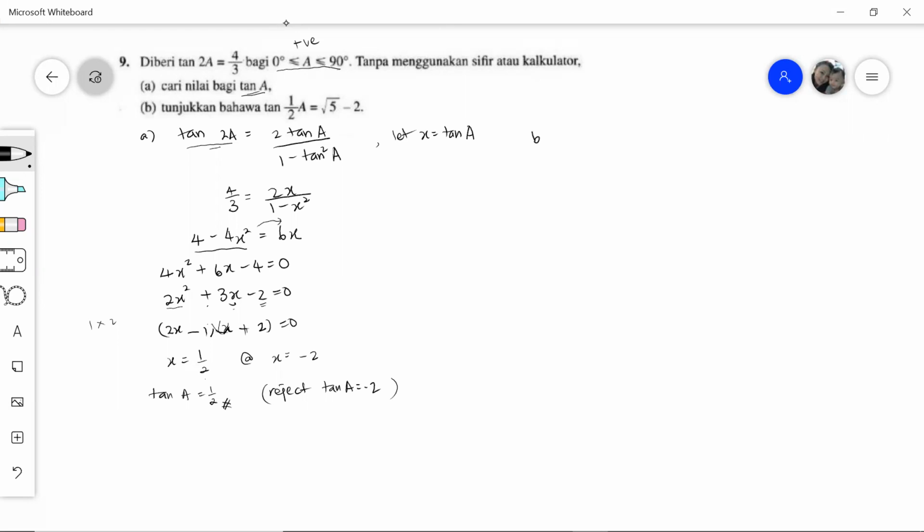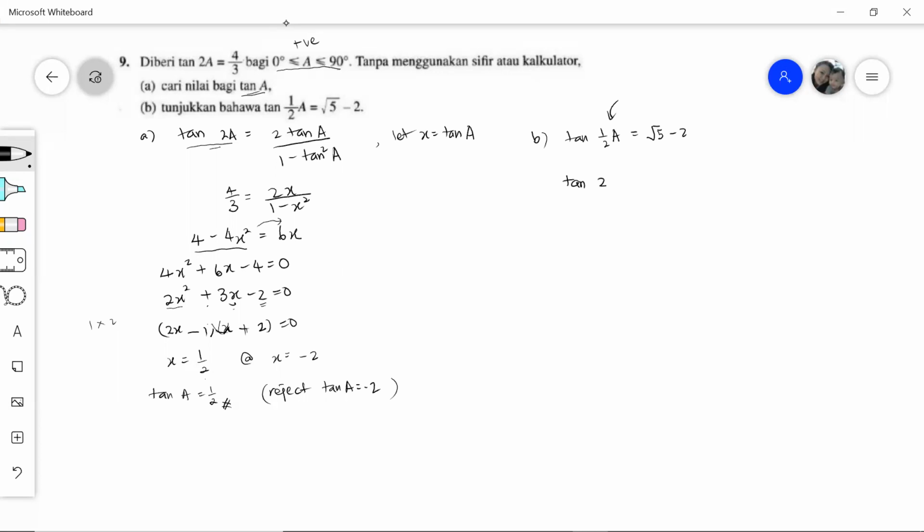Now let's look at part B. We've got to show that tangent half A equals root 5 minus 2. When you see this one, we can still apply the formula of double angle. Just change something. No need to memorize the half angle formula because it's actually coming from the same double angle formula. We just do some modification over here. How? Like this.